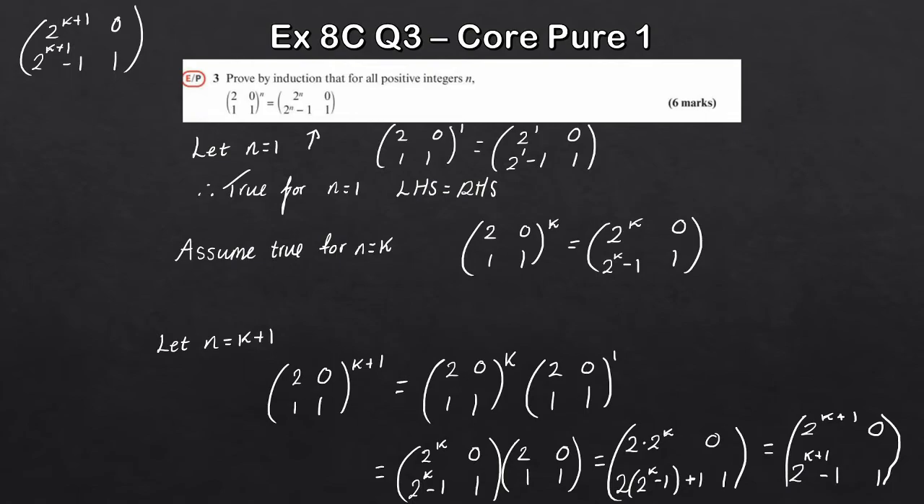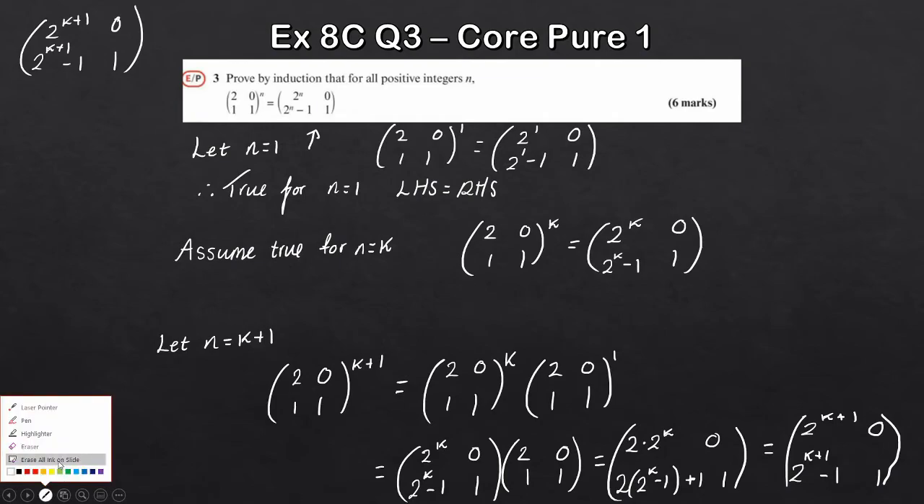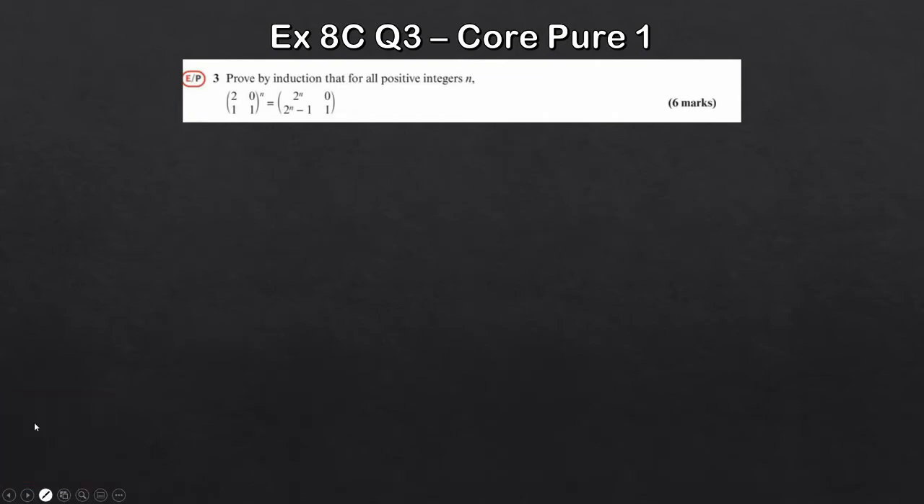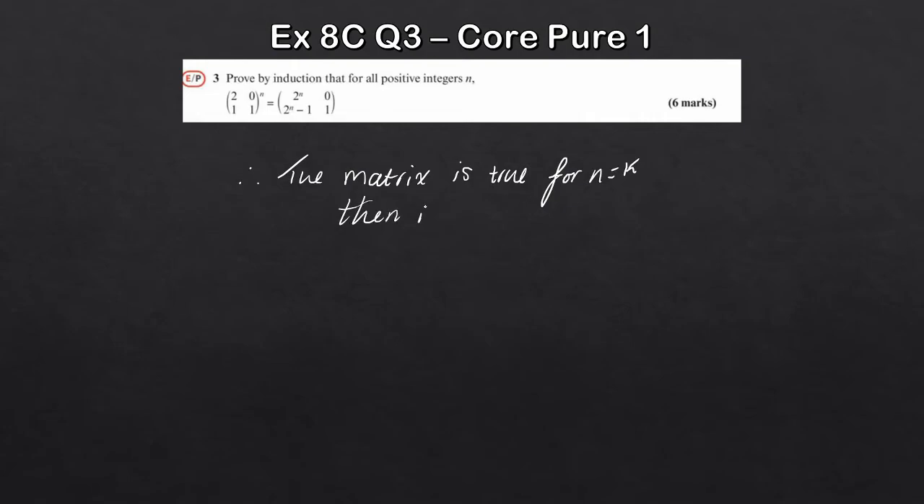Now again, to finish it off, we just need to write basically all the waffle. So, if we do that, so therefore, the matrix is true for n equals k. Well, what I should say is if the matrix is true for n equals k, then it's shown to be true for n equals k plus 1.